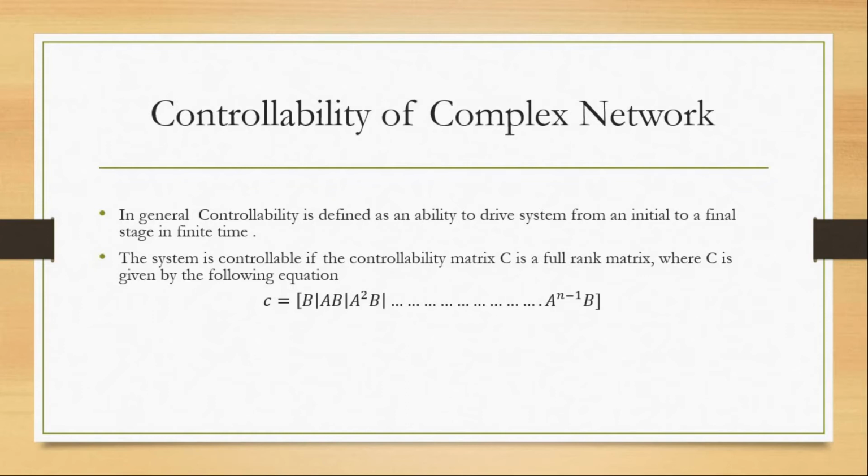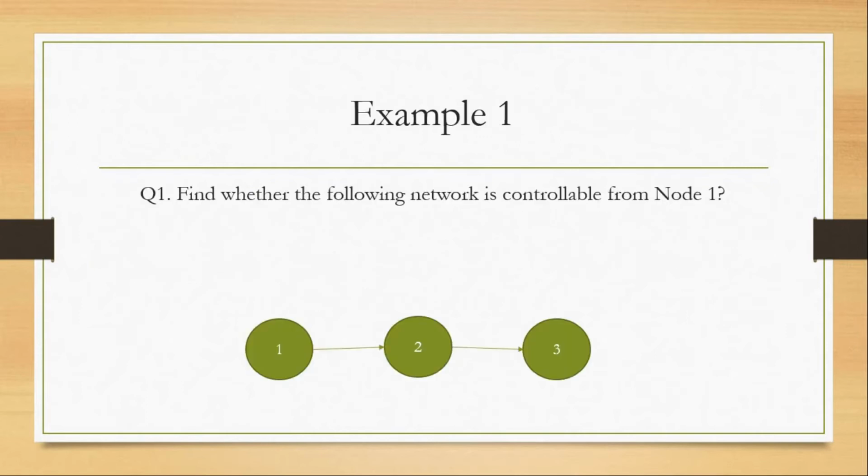Controllability of complex network. In general, controllability is defined as an ability to drive a system from an initial to a final state in finite time. The system is controllable if the controllability matrix C, that is given as follows, is a full rank matrix. So C can be generated by augmenting B, AB, A square B up to A to the power n minus 1 B, where n is the order of the system.